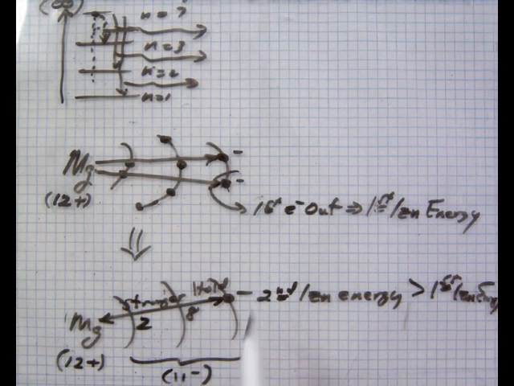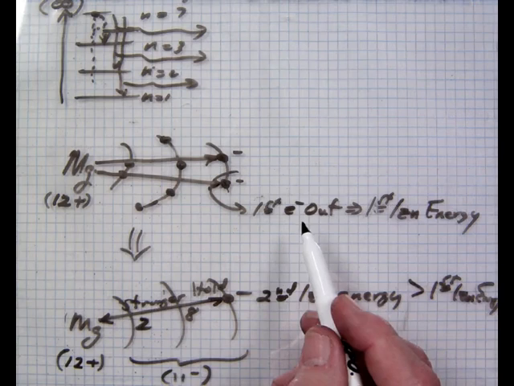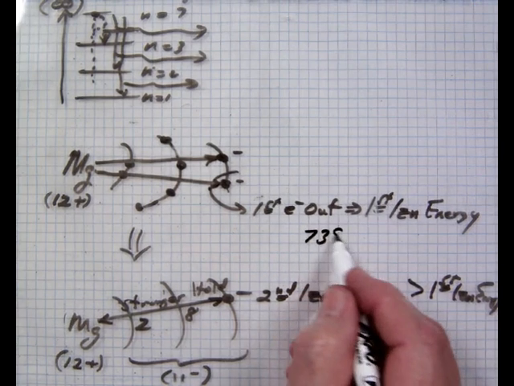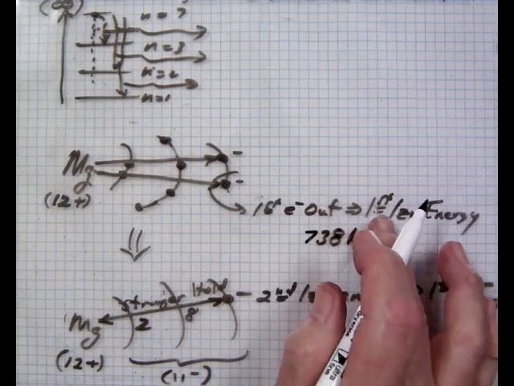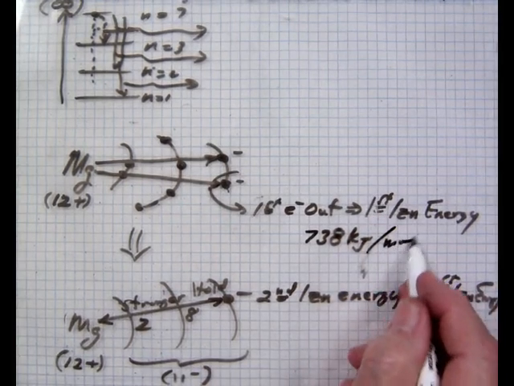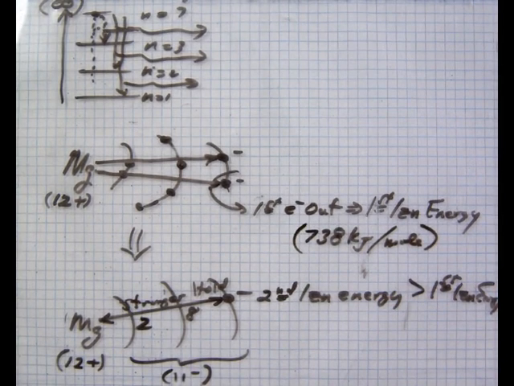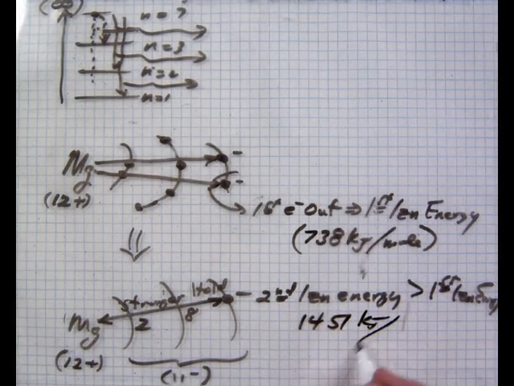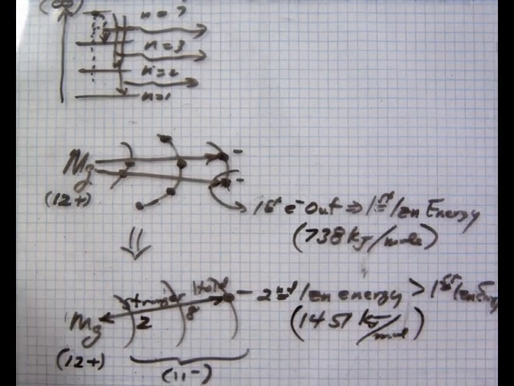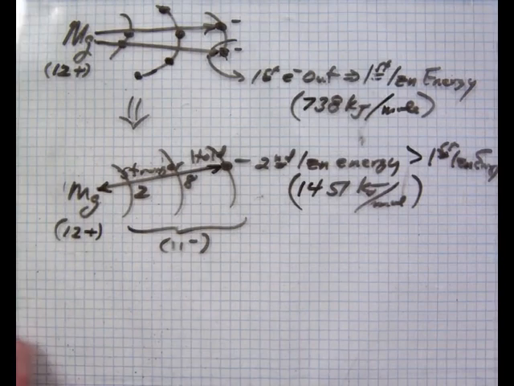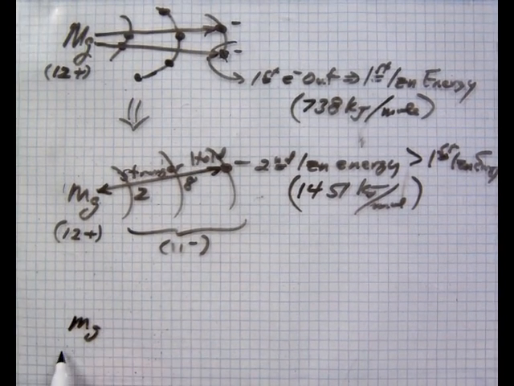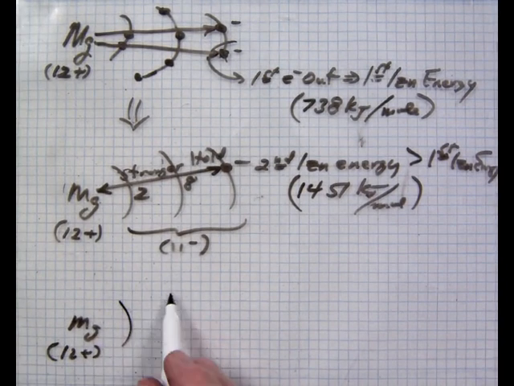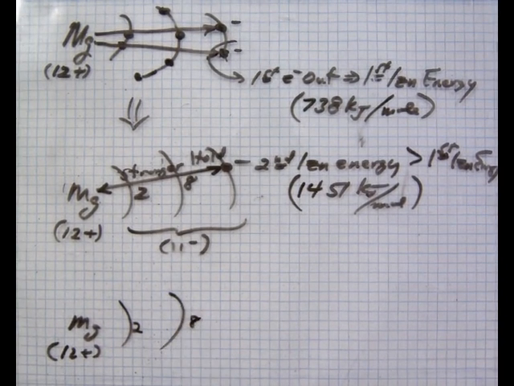Matter of fact, the first ionization energy for magnesium is 738 kilojoules per mole. But to knock the second electron out, it's 1,451 kilojoules per mole for that second one. Okay, so we knocked that second electron out. And so we now have a magnesium, still has 12 protons here, 2, 8, and no outer shell now.